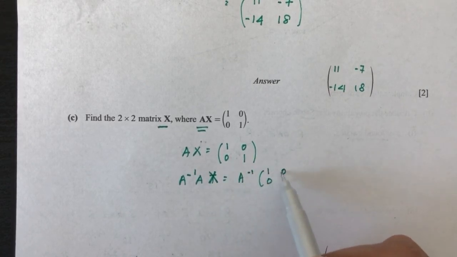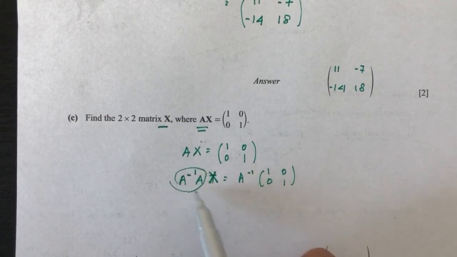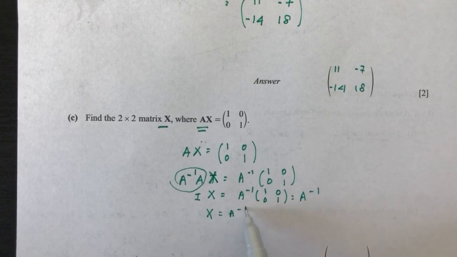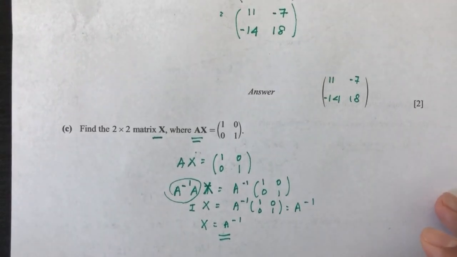We'll have, this will go away. This will become I. This will become X. And this is A inverse times the identity matrix, which is A inverse. So X is actually A inverse, so let's find the value of A inverse.